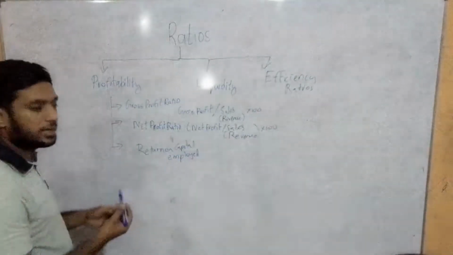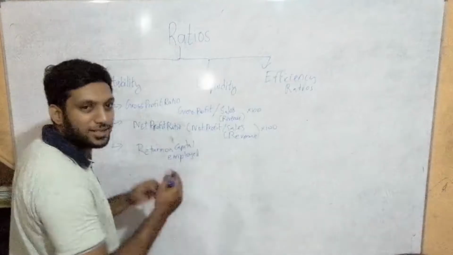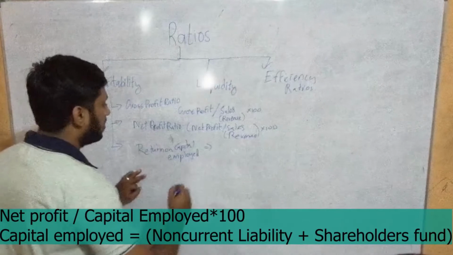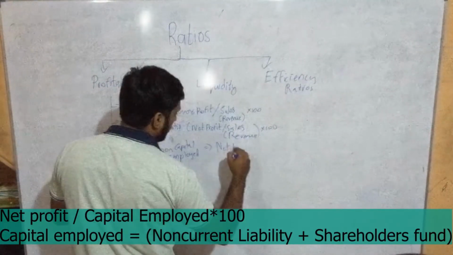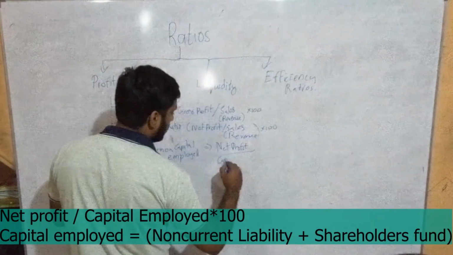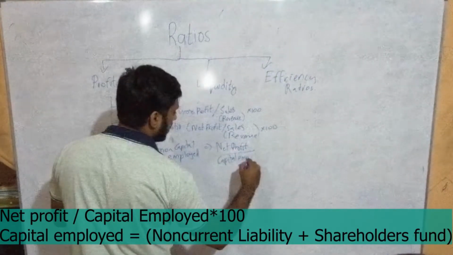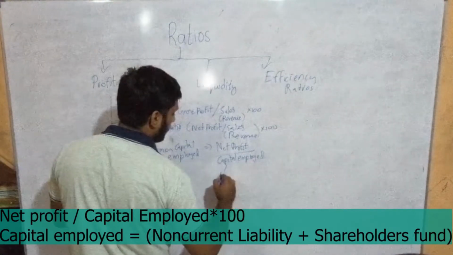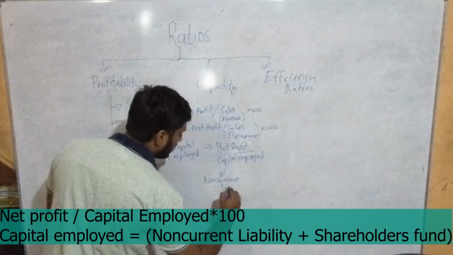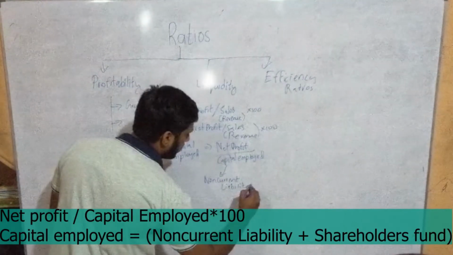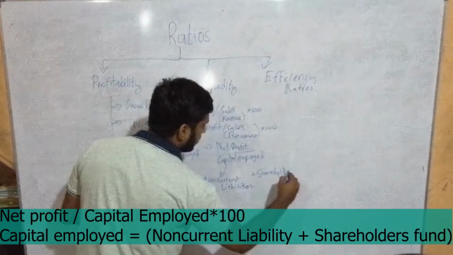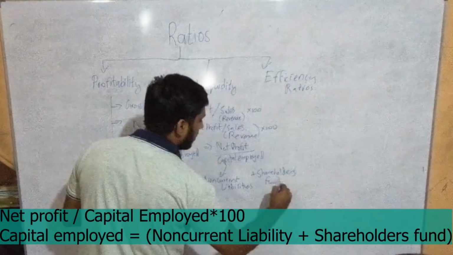Maybe my handwriting is a bit ugly, but just focus on the content. So return on capital employed can be calculated in this way. You will take profit, or you can say net profit, divided by capital employed. How do we calculate capital employed? Easy. You take all your non-current liabilities and you add them with shareholders fund. Shareholders fund. So now what is shareholders fund?